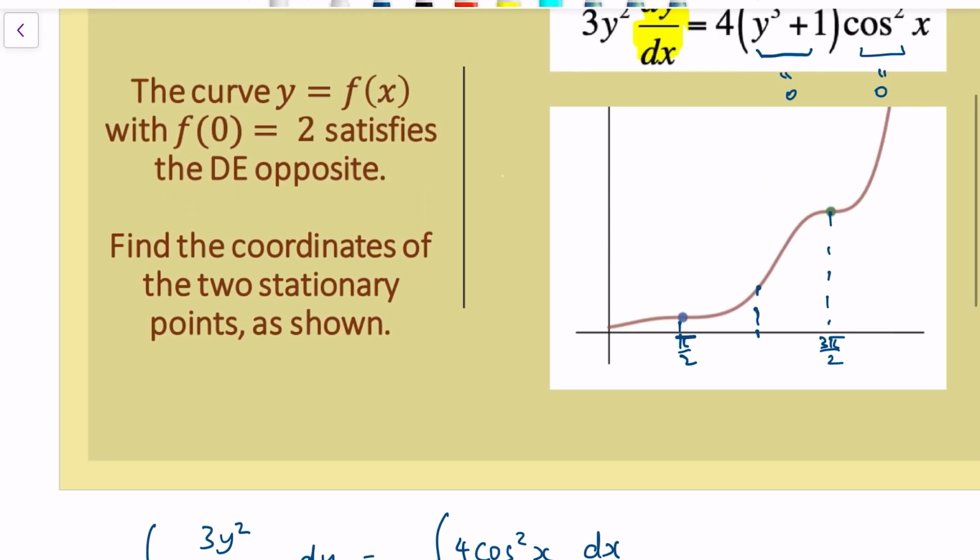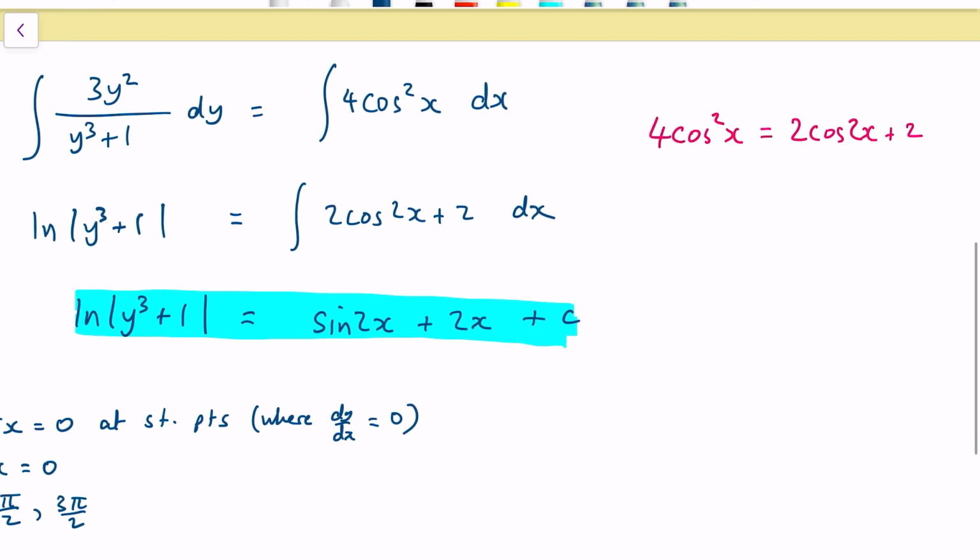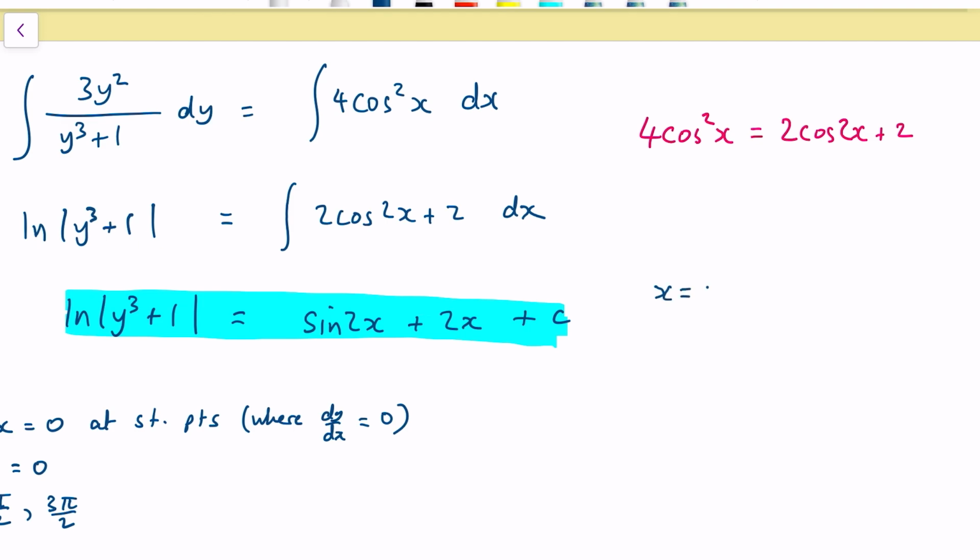Going back to the original problem, f of 0 is equal to 2. I haven't used that information yet. So when x equals 0, y is equal to 2. And if I sub that in, I get log of 2 cubed, 8 plus 1 is 9. Log of 9. Don't need the absolute value symbols because 9 is positive. x equals 0 into the other stuff. Sine of 0 is 0. 2 times 0 is 0. So it's just c. c is ln 9.